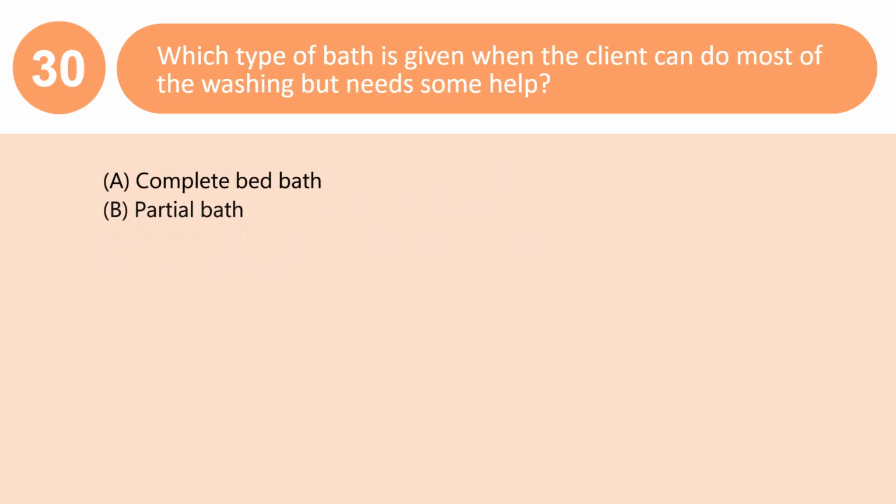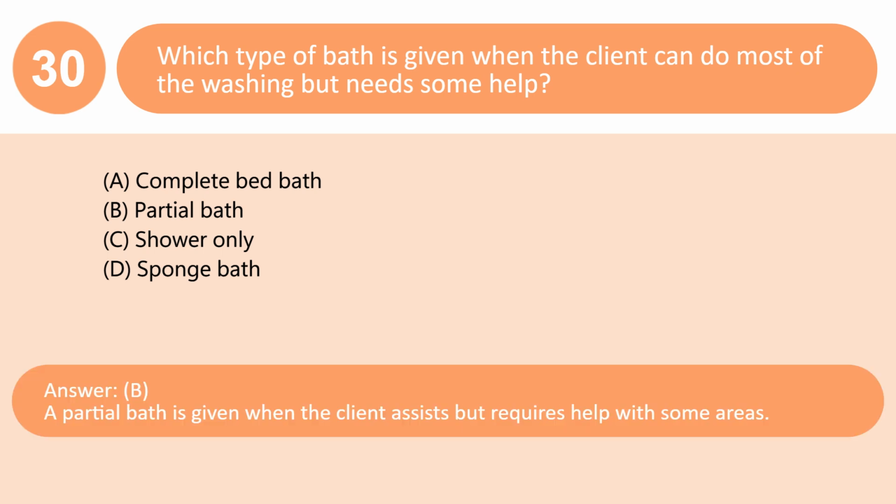Which type of bath is given when the client can do most of the washing but needs some help? A. Complete bed bath. B. Partial bath. C. Shower only. D. Sponge bath. Answer: B. A partial bath is given when the client assists but requires help with some areas.